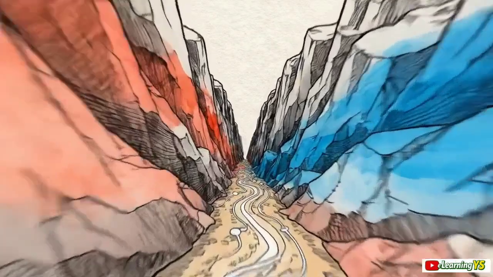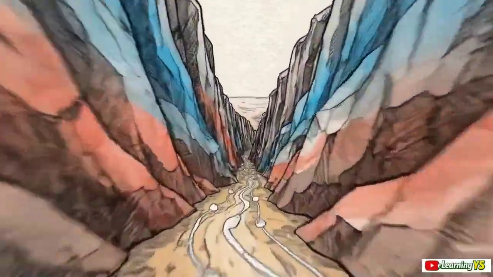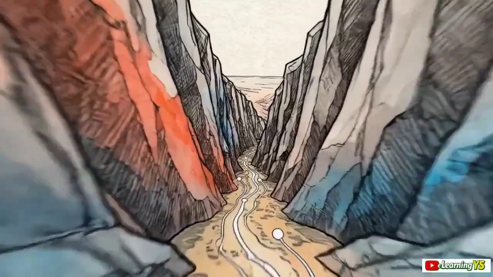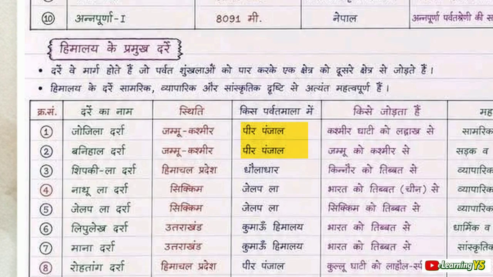While the wall dictates where movement is impossible, strategy focuses on the specific fractures where transit can occur. These fractures are the mountain passes, commonly known as La. They act as the sole vectors for trade and military movement across the subranges. Looking at the western vectors in Kashmir and Ladakh, we isolate the Pir Panjal range. Here, we plot Zoji La and Banihal Pass. These conduits link Jammu to the Kashmir Valley and onward to Ladakh.